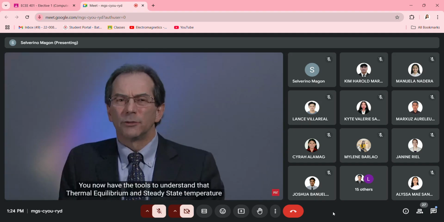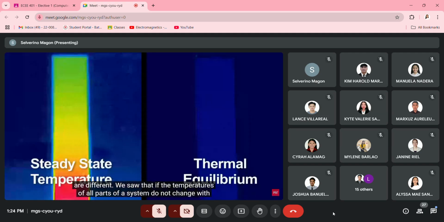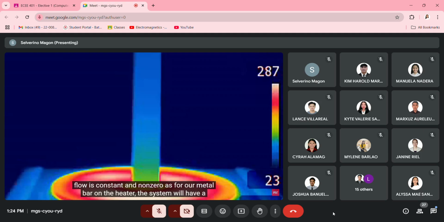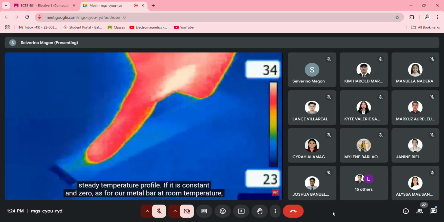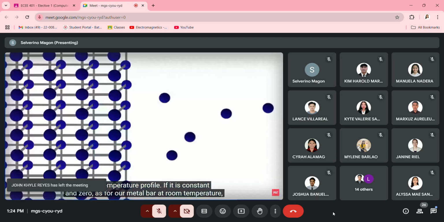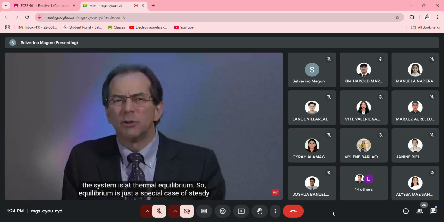You now have the tools to understand that thermal equilibrium and steady state temperature are different. We saw that if the temperatures of all parts of a system do not change with time, the system can either be at steady state or at thermal equilibrium. If the net heat flow is constant and non-zero, as for our metal bar on the heater, the system will have a steady temperature profile. If it is constant and zero, as for our metal bar at room temperature, the system is at thermal equilibrium. So, equilibrium is just a special case of steady state.